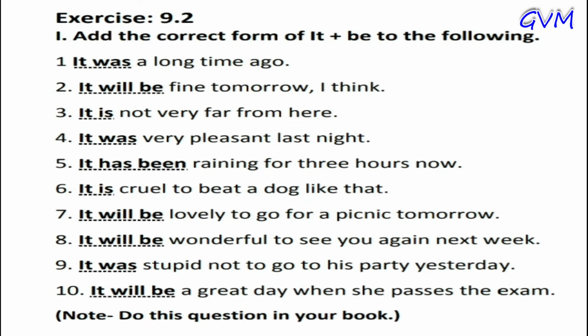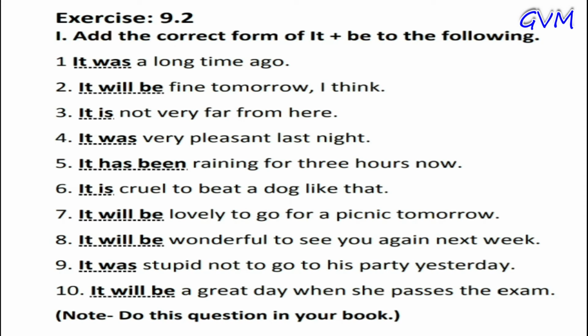Now, we have exercise 9.2. Before doing this exercise, let me clear one thing: the use of it. We use it in place of the subject plus be in a suitable tense form. We use it when we talk about the time, date, weather, distance, and to introduce a complex subject, usually a phrase with an infinitive. My dear student, we use it for the weather and similar conditions also, like it is cold, it is raining, it is very warm today.